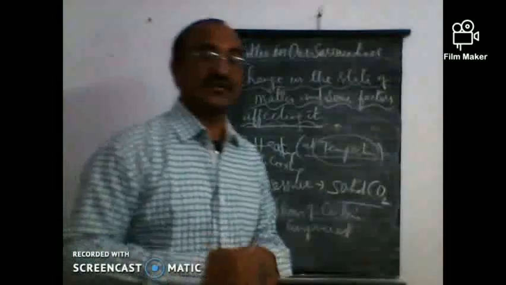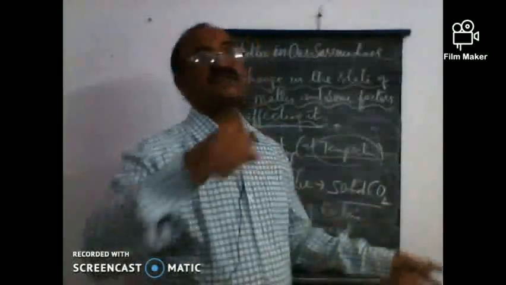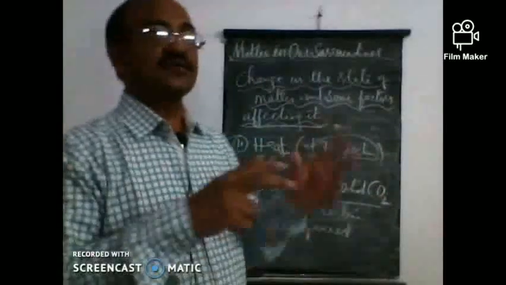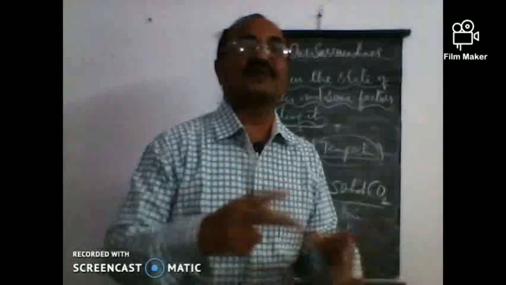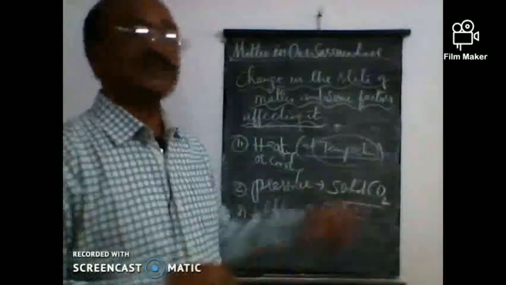Okay, children, carbon dioxide, as I gave you an idea, solid carbon dioxide is called dry ice. When pressure is decreased, do you know what happens, children? At 1 atmosphere pressure, it will directly change to gas without getting converted to liquid. So that is what we have learned today.